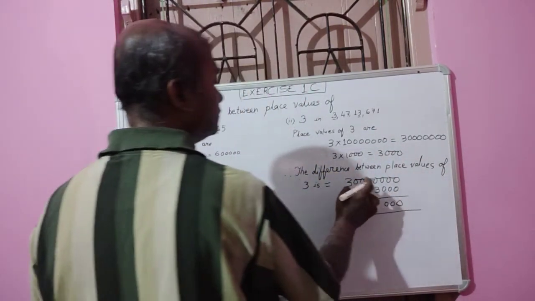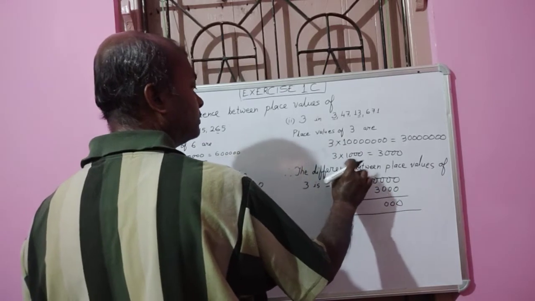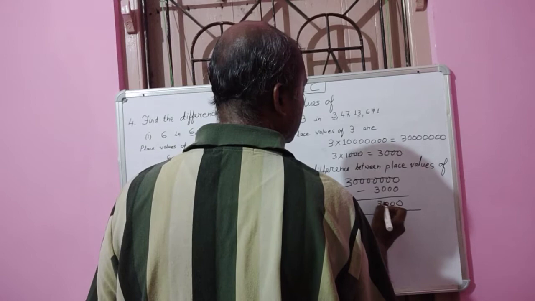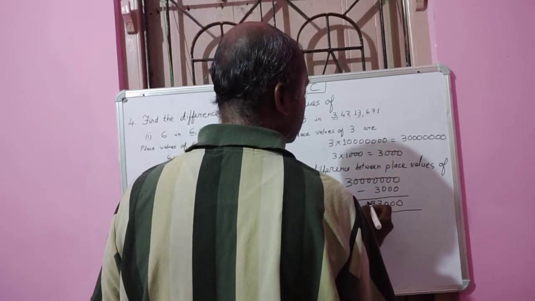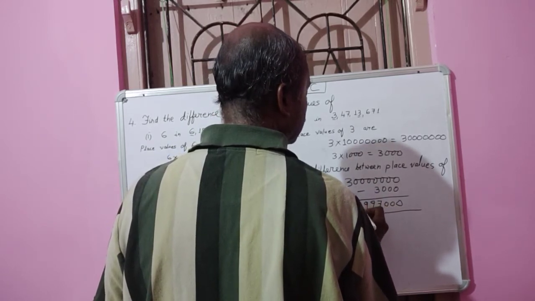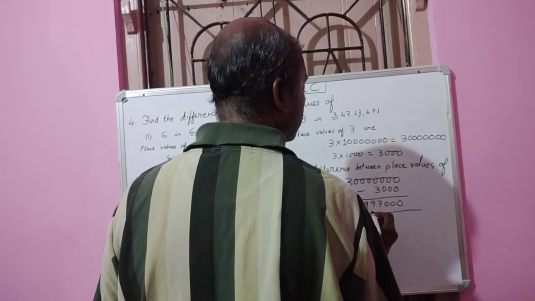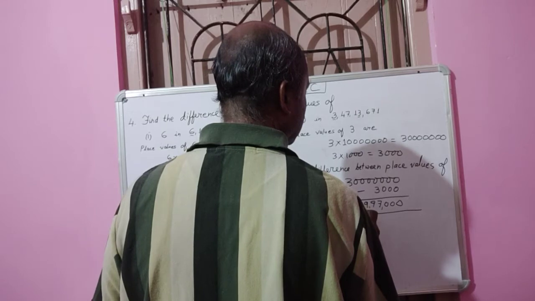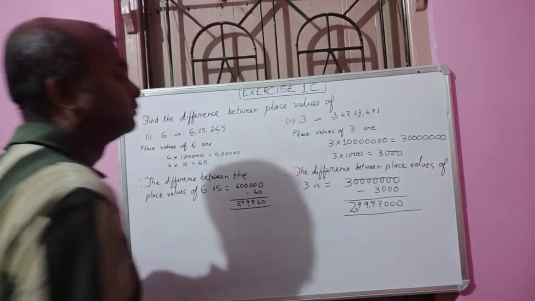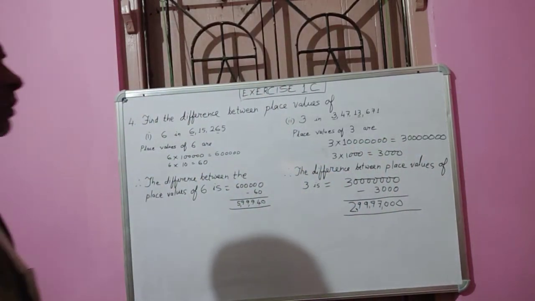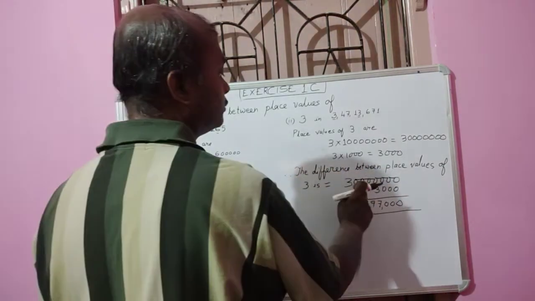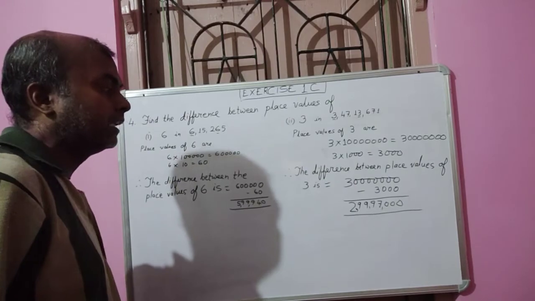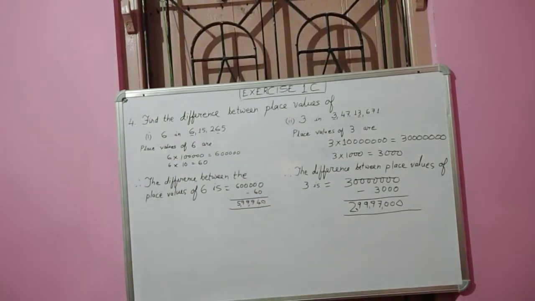Okay, here is 0, so the borrowing procedure will be there. From 3 the borrowing procedure starts. 0 becomes 10. 10 minus 3 is 7. This becomes 9, this becomes 9, this becomes 9, and 3 becomes 2. So this is our answer. The difference between the place values of this and this is 2 crores 99 lakhs 97,000.